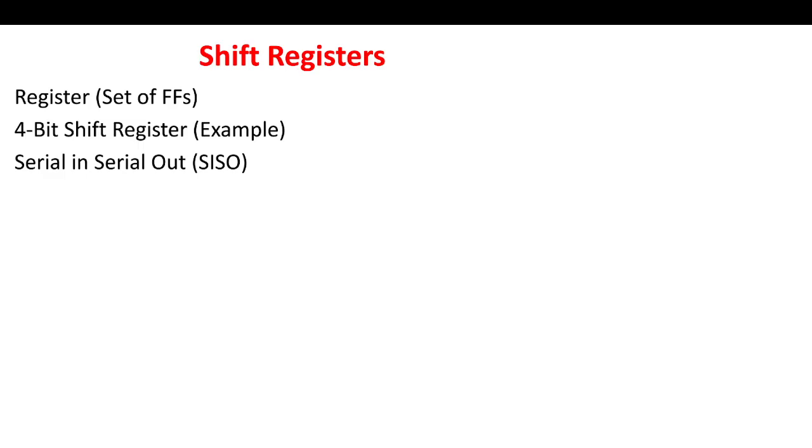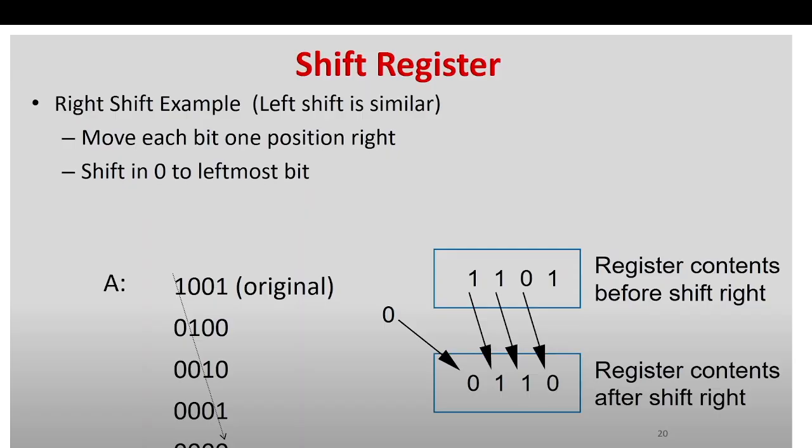So, shift registers. A register consists of a set of flip-flops, and we have seen an example of a 4-bit shift register. We also have serial in, serial out. Okay, so what is the right shift example?